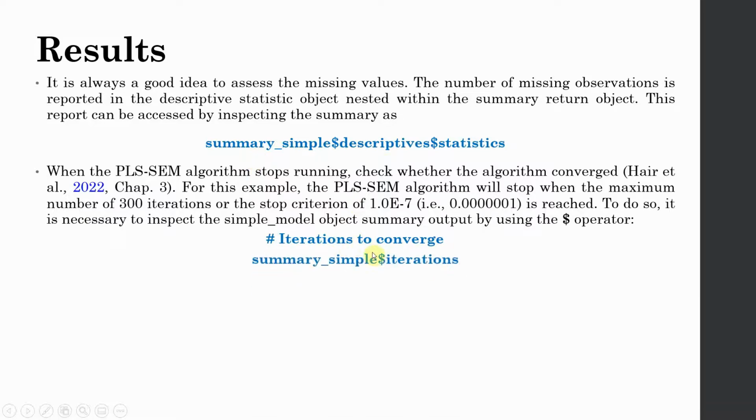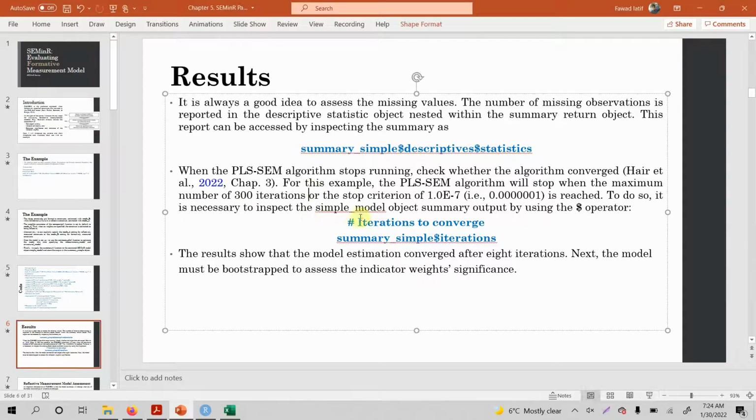Obviously, we have looked at the iterations previously as well. The maximum number of iterations is 300. Obviously you do not get there. If you do get there, there are some issues with your data. Maybe it's a singular matrix, maybe there are other data entry issues. Look at the previous session when we were evaluating our reflective measurement model. The link will be shared in the description as well.